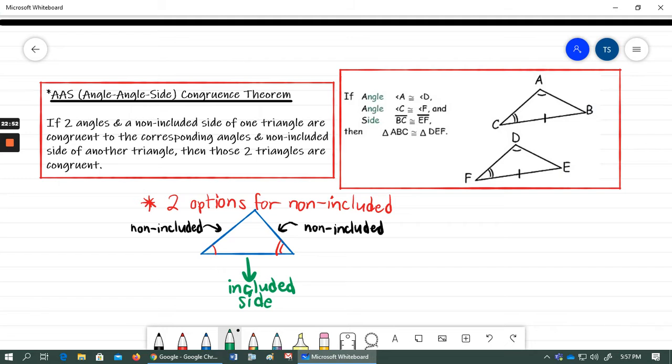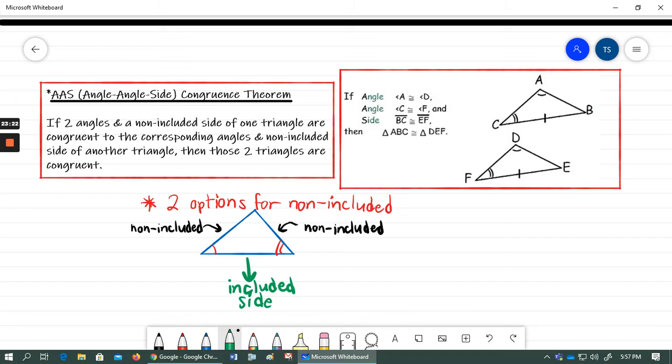Okay? Alright, that should make sense. It's just the opposite of it, okay? The exact opposite of it, the antithesis, okay? So again, folks, if two angles and a non-included side of one triangle are congruent to the corresponding angles and non-included side of another triangle, then these two triangles have to be congruent to each other.